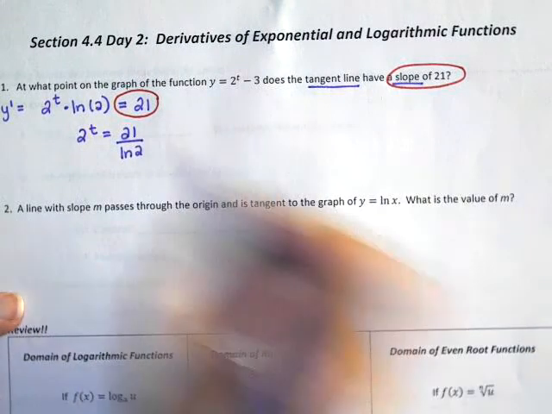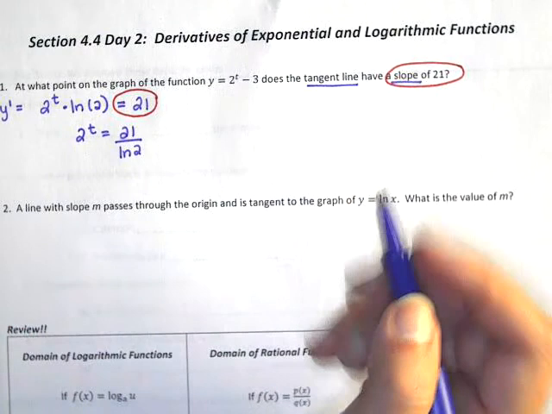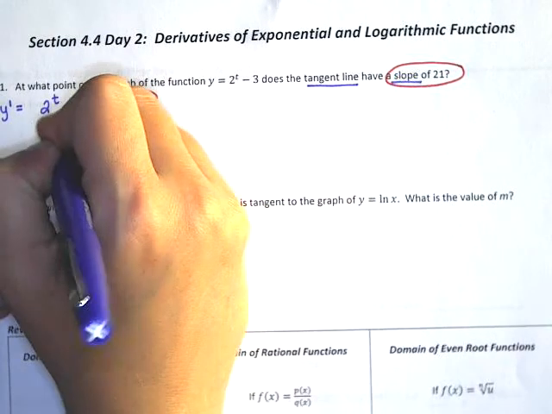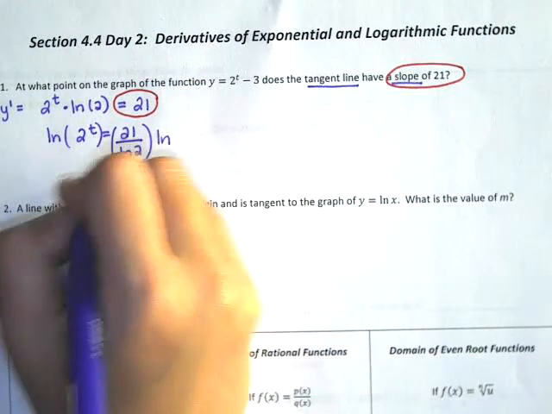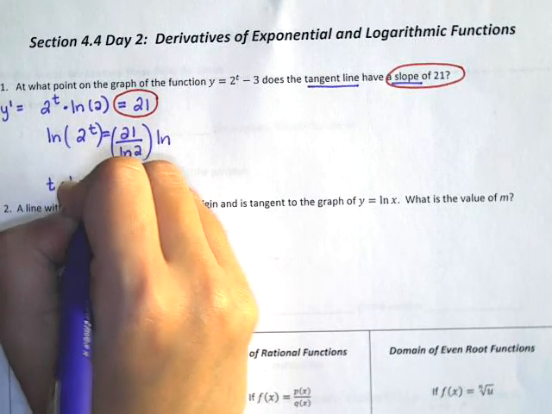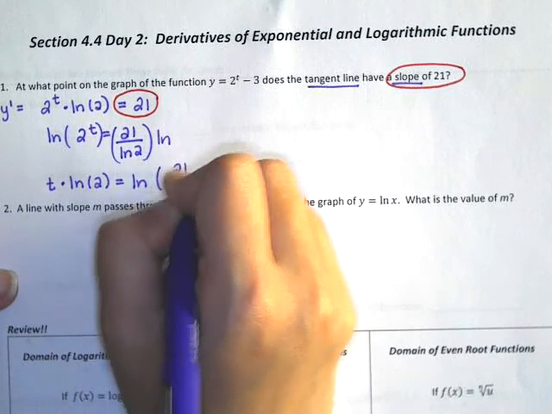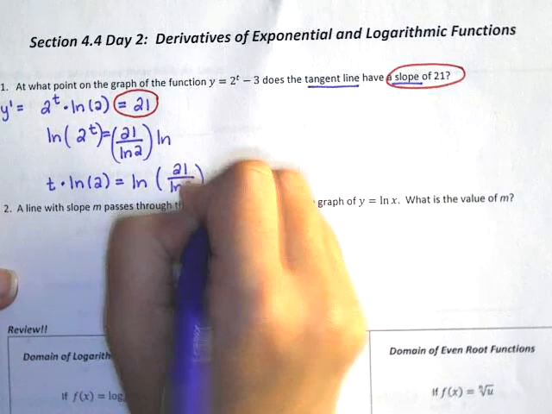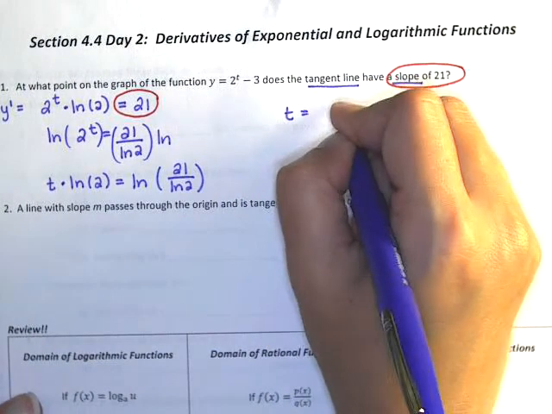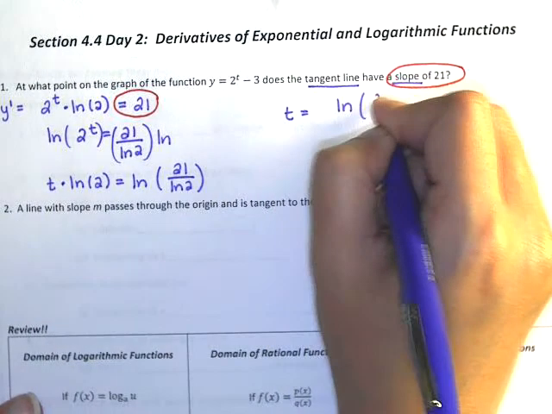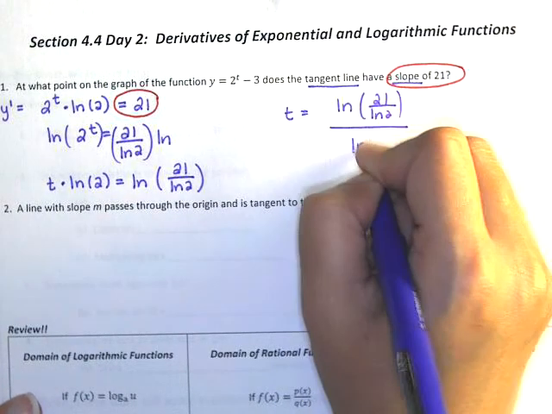And then in order to get the t to drop down, I would have to natural log both sides. So I would get t times the natural log of 2 equals the natural log of 21 divided by the natural log of 2. And then to get t by itself, I would have the natural log of 21 over the ln of 2 all over ln of 2 again.